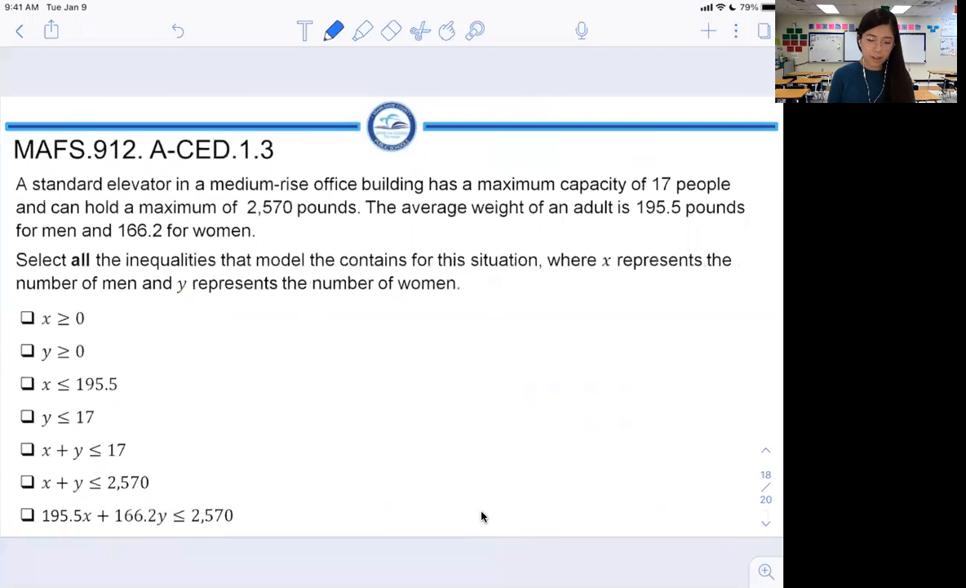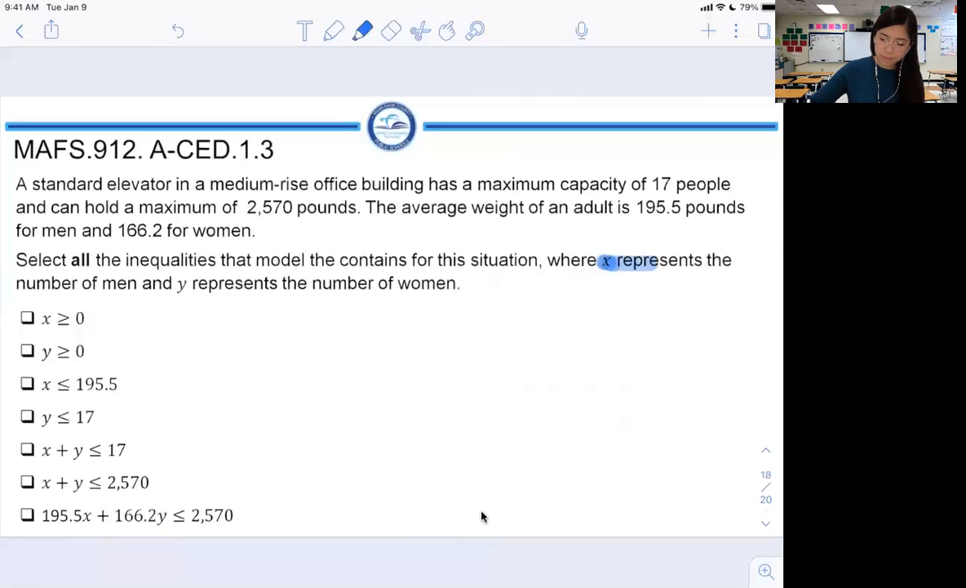A standard elevator in a medium-rise office building has a maximum capacity of 17 people and can hold a maximum of 2,570 pounds. The average weight of an adult is 195.5 pounds for men and 166.2 for women. Select all of the inequalities that model the, I think that should say constraints, of the situation where X represents the number of men and Y represents the number of women.